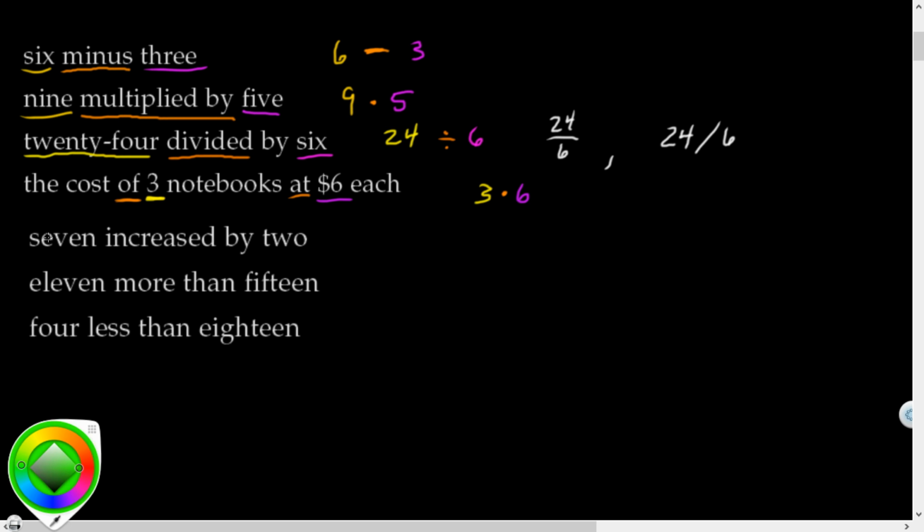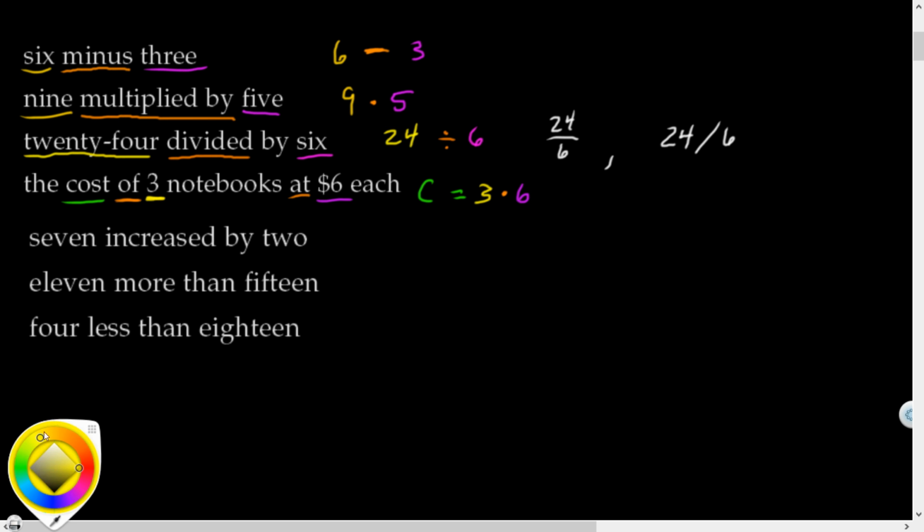I might even go as far, and we're not here yet, as saying cost equals 3 times 6. So the total cost represented by C, but we'll do more with variables in a minute.